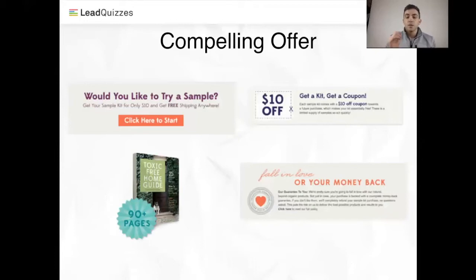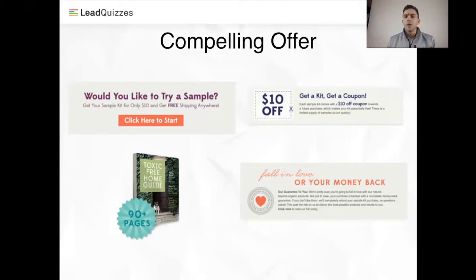First, they have a sample kit, okay? With this sample kit, you're gonna get it for only $10 and you get free shipping. So that's a good tripwire. You get free shipping, and then look at this next aspect right here. You fall in love with it or you get your money back. So there's the risk reversal aspect.